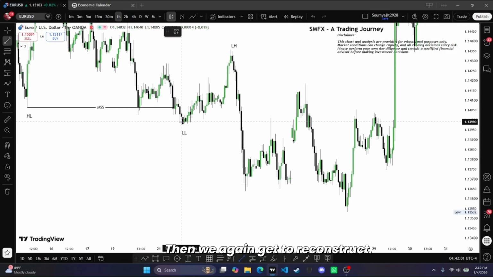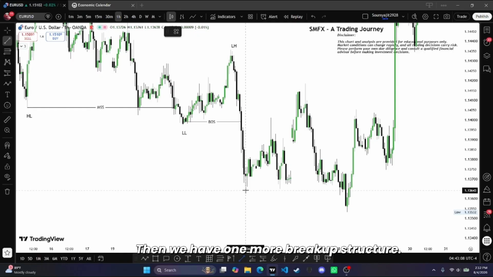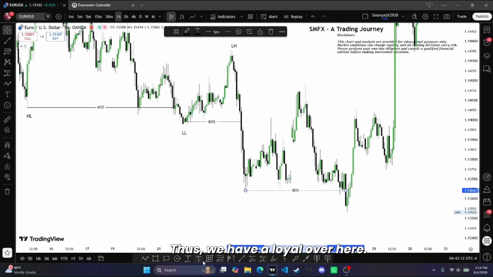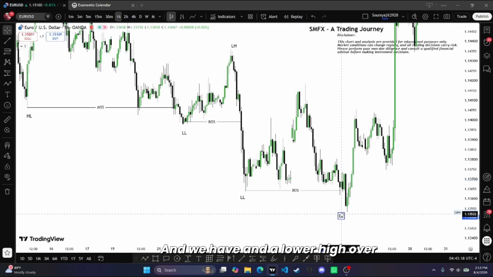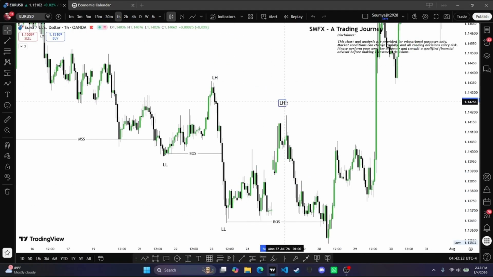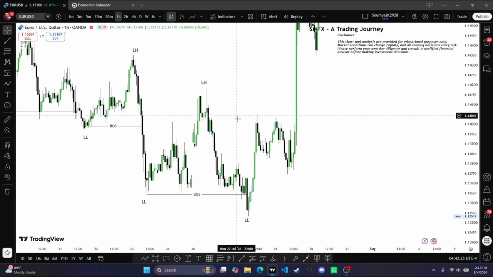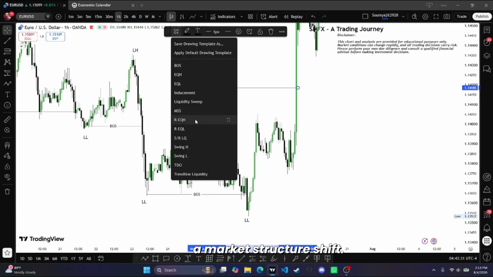Then we again get a breakout structure. Then we have one more breakout structure. Thus we have a lower low over here and over here and a lower high over here. So now we can see we also broke this lower high. So this will be a market structure shift.